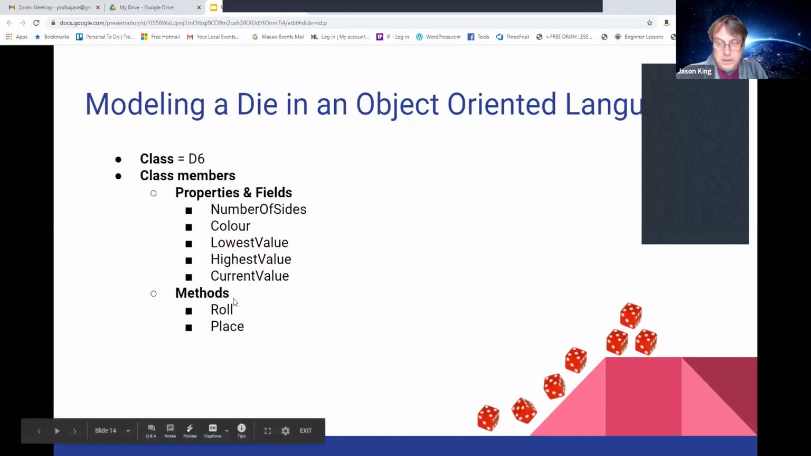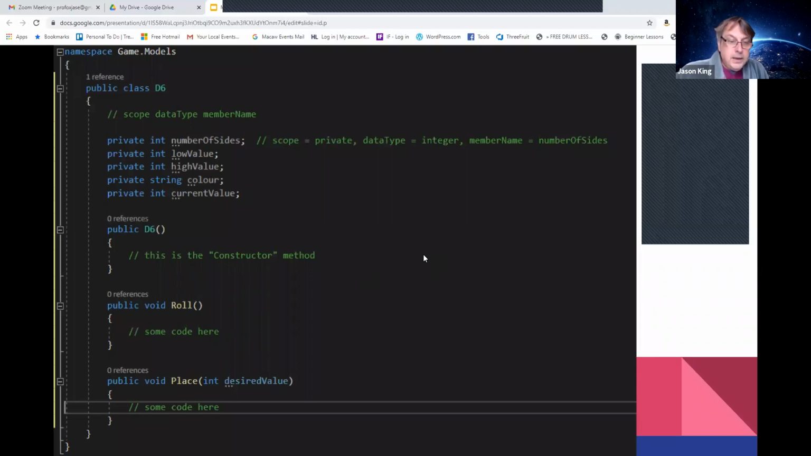Okay, and we've got methods. We can roll it or we can place it. So we're nearly there with our class definition. Oh, look at this. It's some code. Glossing over this namespace, we are defining here our class. We want other things to use it, so we're marking it as public. We're saying this file here is a blueprint, a class that describes a D6 die.